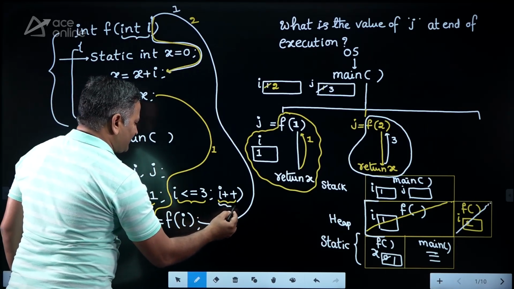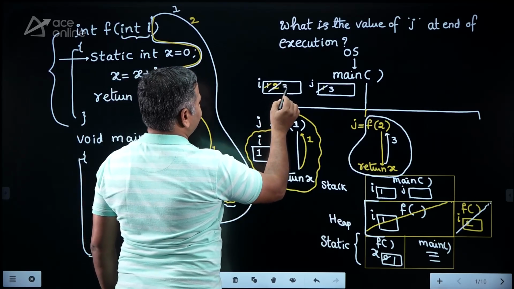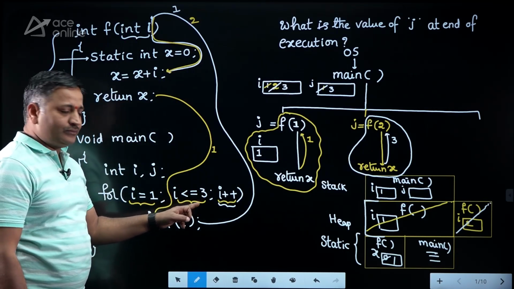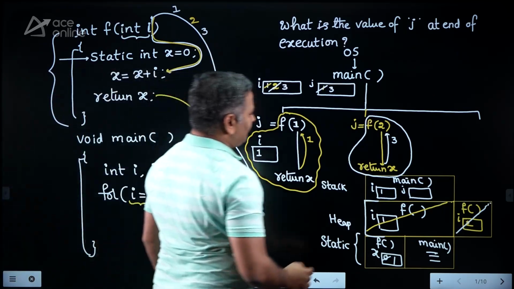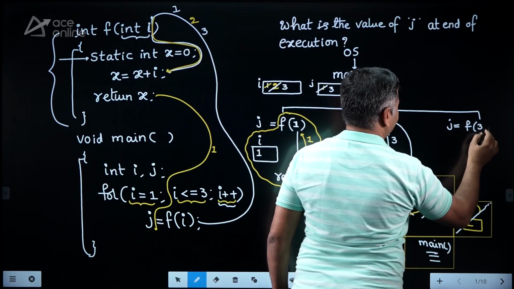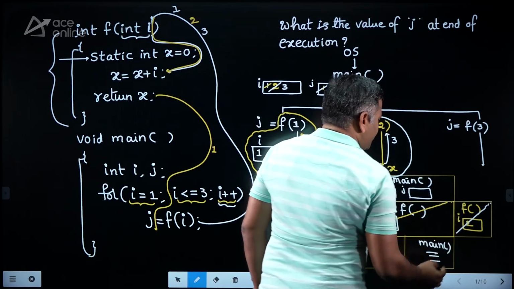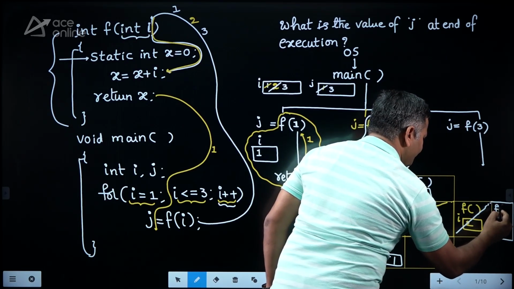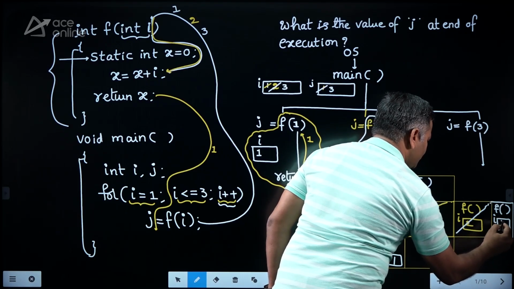Now, again i plus plus, the i value gets incremented. So, the i value becomes 3 in the main function. Right? Now check the condition: 3 less than or equal to 3. Yes, true. Therefore, the same story will be repeated. I am calling the function with the input 3: j is equal to f of 3. The moment I call this function, another activation gets created. Therefore, a new variable i gets created. i is equal to 3.